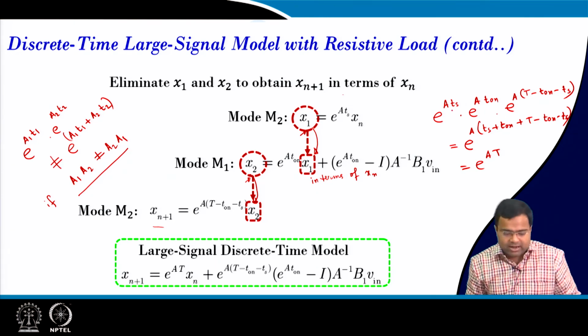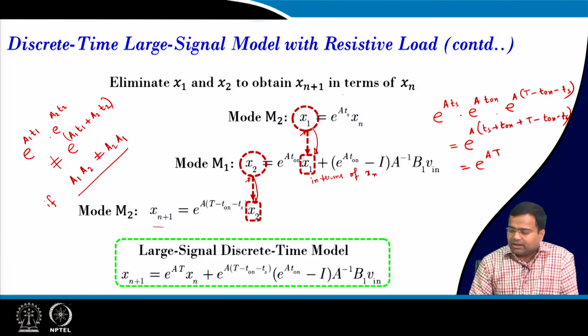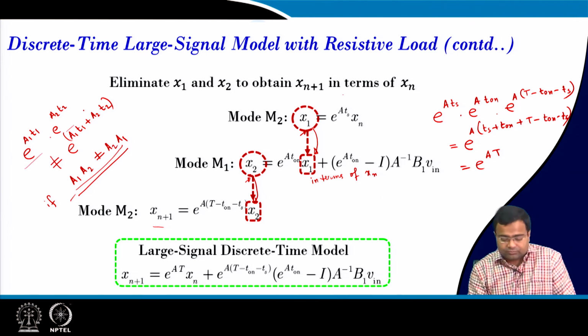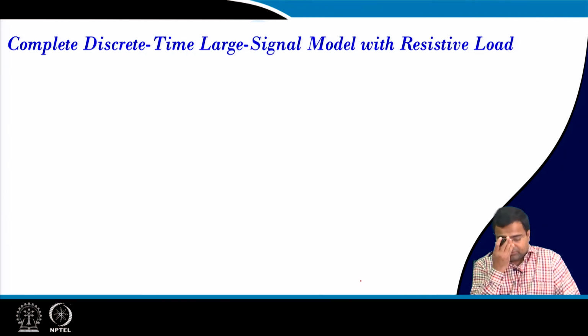So, here in this case it is very straightforward for a buck converter, you can very easily get it, but you will get a different scenario for a boost converter when a1 a2 matrices are different, then this property cannot be satisfied. So, you cannot write like this. So, then you have to write it in product. So, the complete discrete time model for a buck converter can be derived by this method.